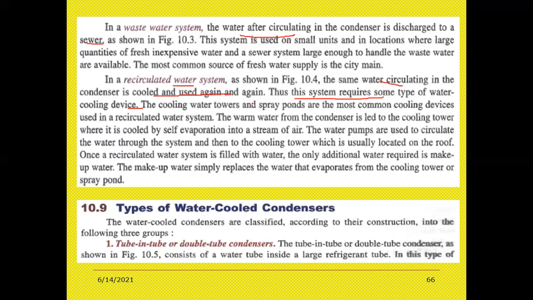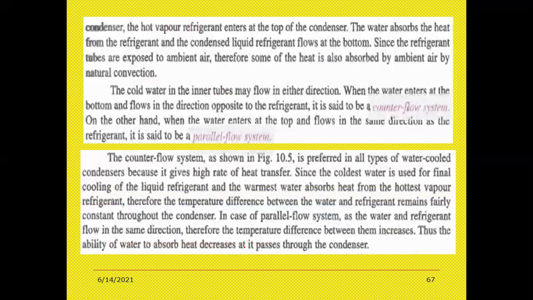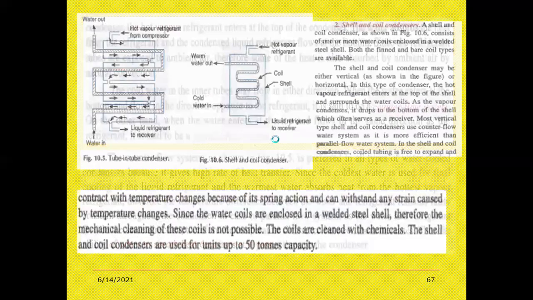Next, coming to the types of water cooled condensers. In the water cooled condensers, we are having two systems. One is the wastewater system, the other one is the regenerated wastewater system. But in the types of water cooled condensers, we are having three types. First one is tube in tube or double tube condenser. Second one is the counterflow system. Third one is the parallel flow system.